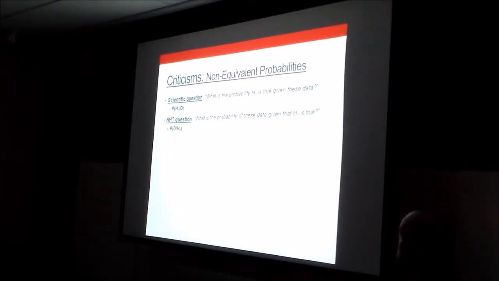Our scientific question again: what is the probability of the null hypothesis? What's the probability that the null hypothesis is true given these data? In probability notation, we're saying probability of the null given the data, right? This is what we want to ask. This is a useful question. But what we get with our null hypothesis tests is, what is the probability of these data given that the null hypothesis is true?